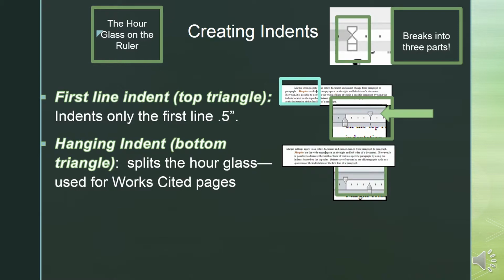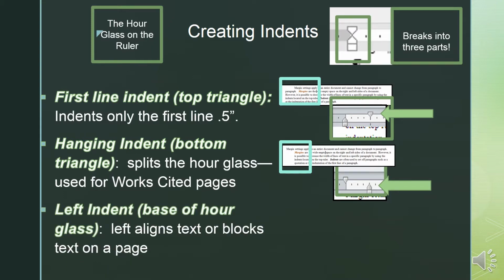If you look at the example, you're going to see that I moved the bottom part of the triangle to 0.5 on the ruler. This way I split out the hourglass. If you look at the example above it, you're going to see that all of the lines were indented 0.5 except for the first line.